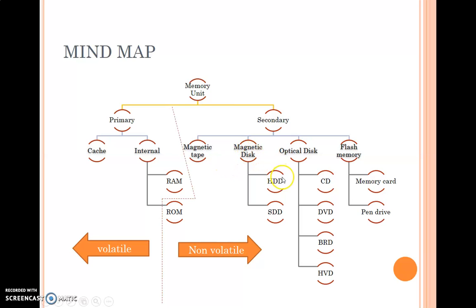Then magnetic disk is further divided into hard disk drive, SSD. Then optical disc: CD, DVD, BRD, HVD, all these are the classifications of optical disc. Then flash memory.